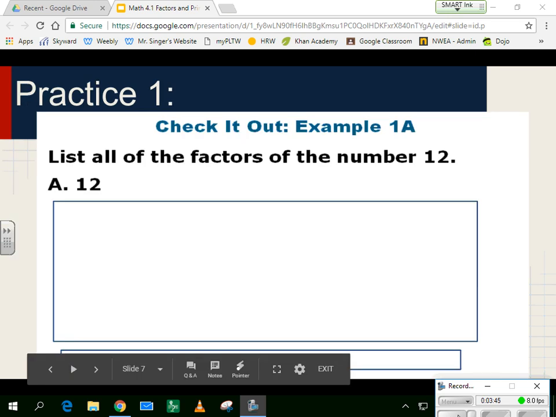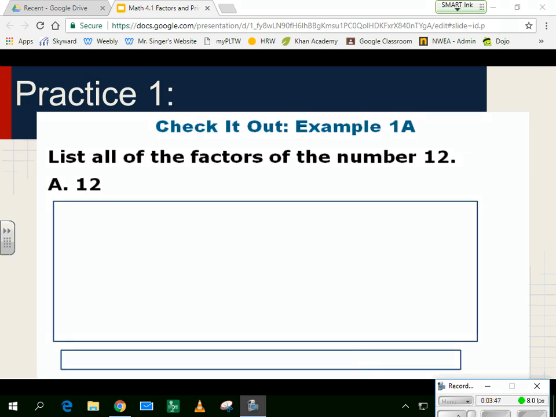All right, I want you to come up with all the factors of 12. See how well you do at this. Come back when you're done.